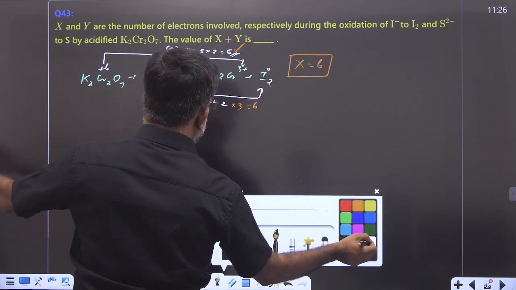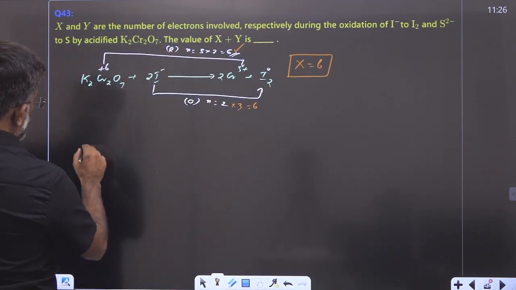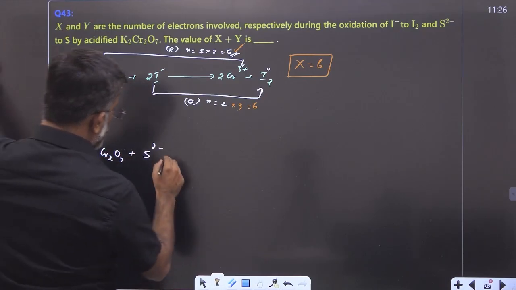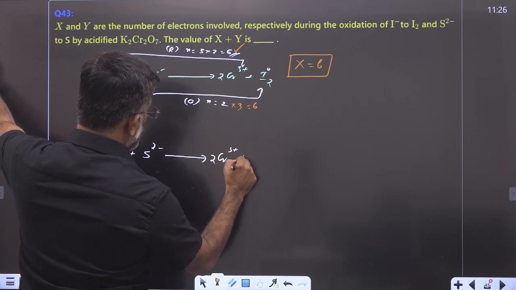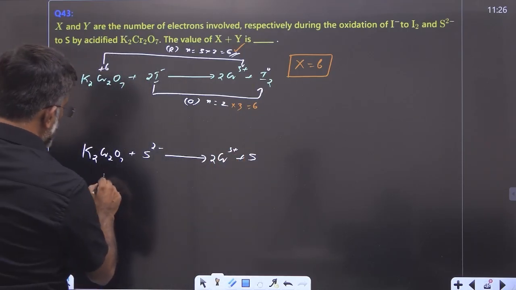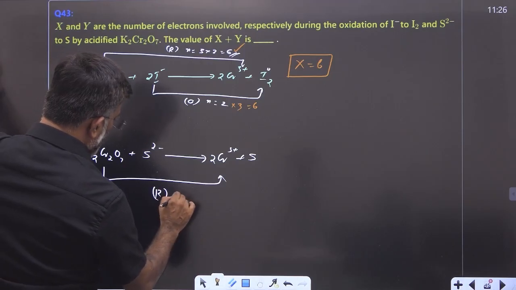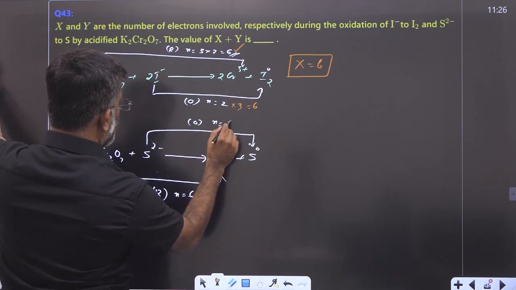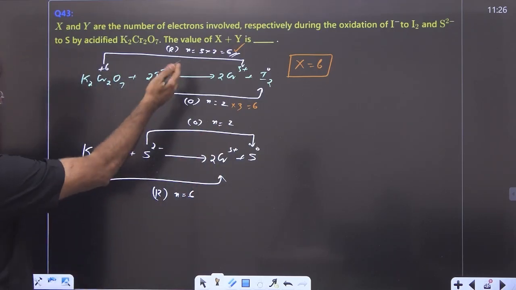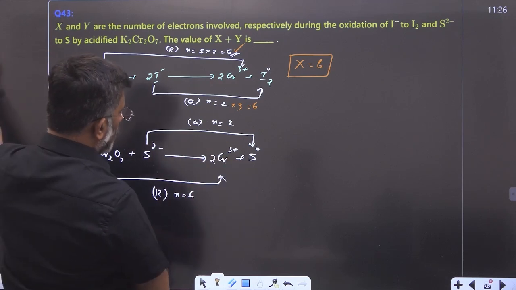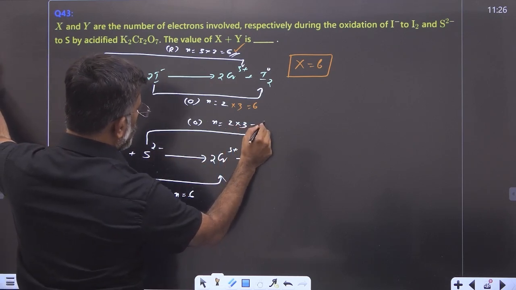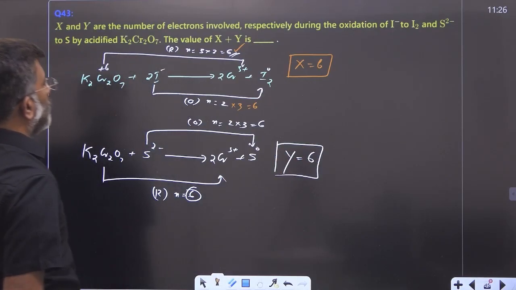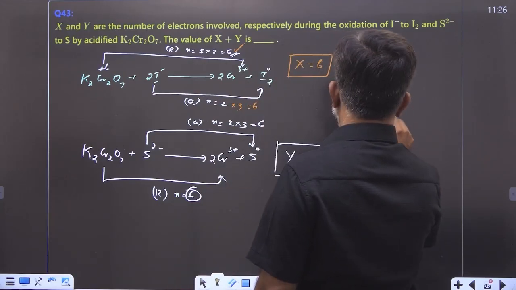Next, again we have the reaction of potassium dichromate, K2Cr2O7 with S2 minus. You get 2Cr3 plus sulfur. Once again, this is reduction and N factor is 6, and this is oxidation. Oxidation N factor is again 2. Again same, so both will be the same. Minus 2 to 0 is 2. So net it will be 2 into 3, 6. Here also 6. So y is also 6. So your answer will be 12.